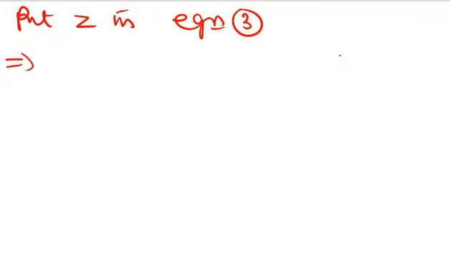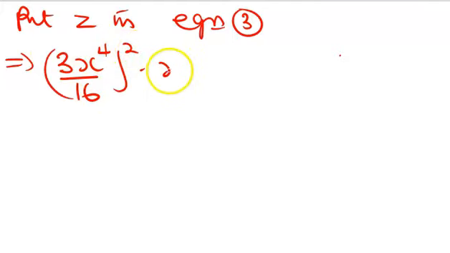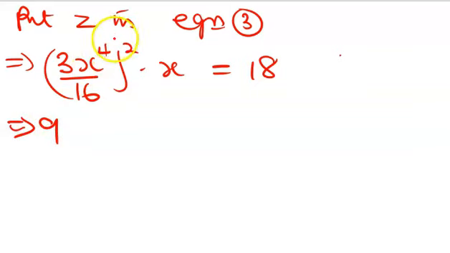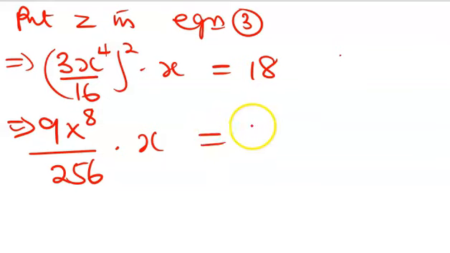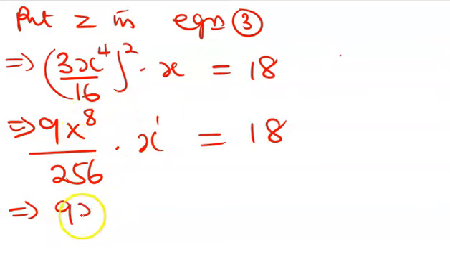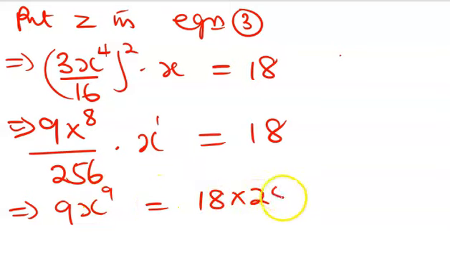Okay, so the last equation, we put z in equation 3. So this implies that (3x to the power 4 over 16) all squared times x is equal to 18. Now from indices, this square will affect everything here. So 3 squared is 9, x to the power 4 squared is x raised to the power 8, over 256, times x is equal to 18. When we cross multiply, we have 9x to the power 8 times x to the power 1. We have x to the power 9, which is equal to 18 times 256.